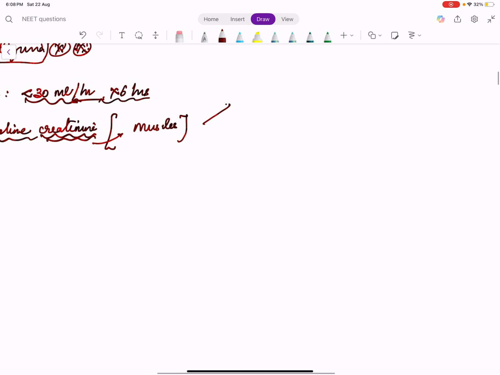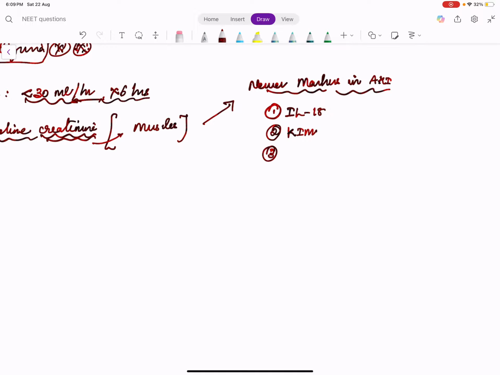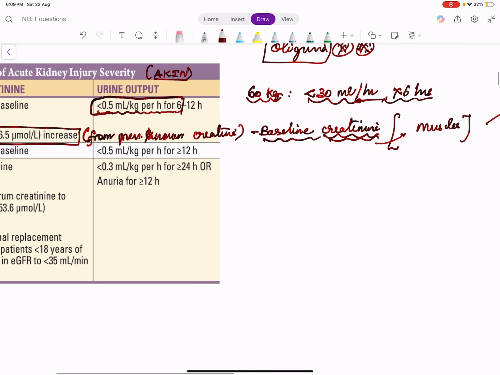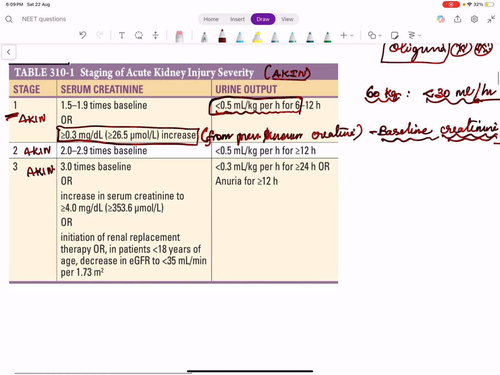That is the reason why we have some newer markers in nephrology, especially in acute kidney injury. I am just naming them. One is interleukin 18, KIM, kidney injury molecule, NGAL, and cystatin C. Cystatin C has a role even in chronic kidney disease. So these are some of the newer markers in AKI which are better than creatinine. But since creatinine is very commonly used, we still use creatinine.